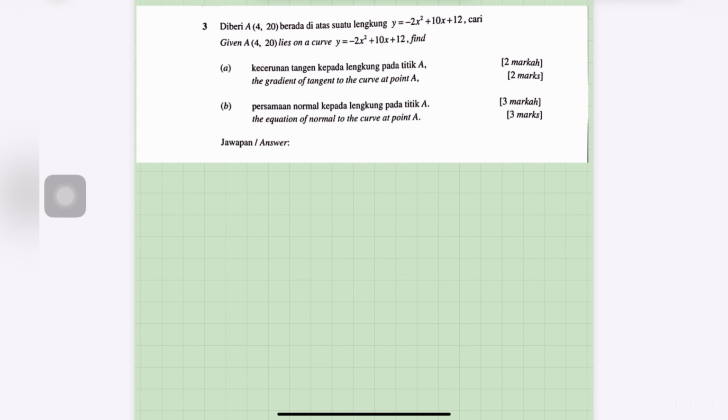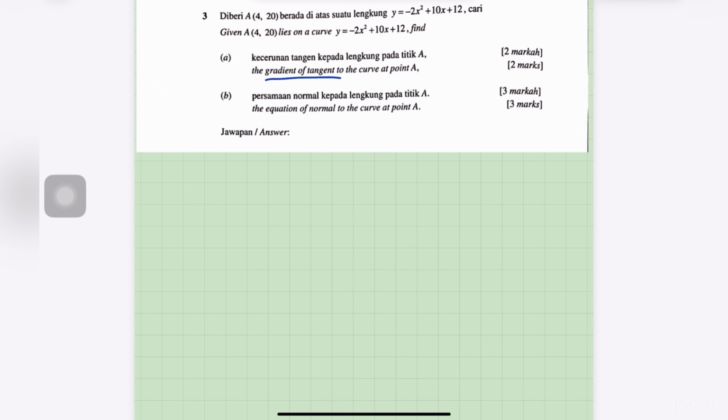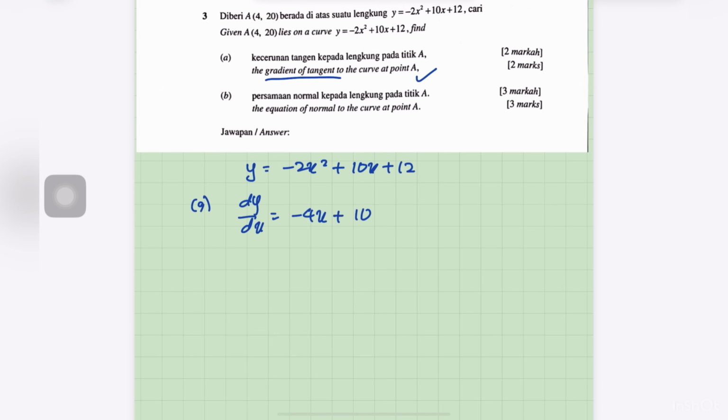Question 3. Given A(4, 20) lies on the curve y equals negative 2x squared plus 10x plus 12. A, find the gradient of the tangent to the curve at point A. To find the gradient of the tangent, we need dy/dx. Here y equals negative 2x squared plus 10x plus 12, so we differentiate with respect to x: dy/dx equals negative 4x plus 10. At point A, which is (4, 20), we substitute x equals 4, so we get dy/dx equals negative 6.